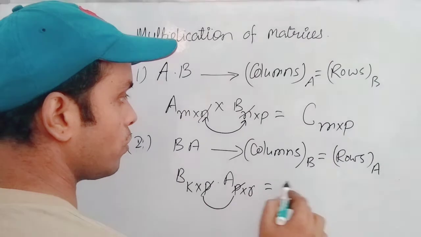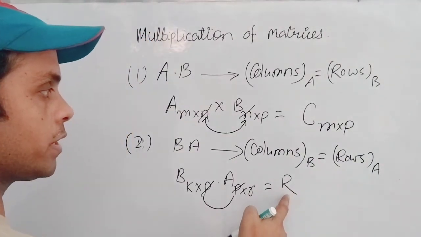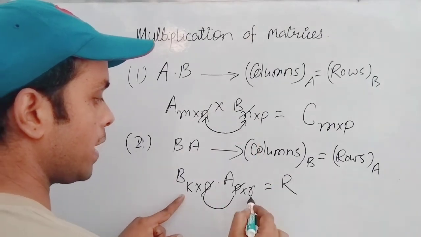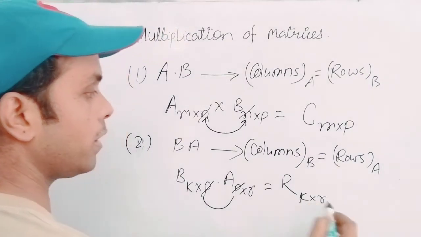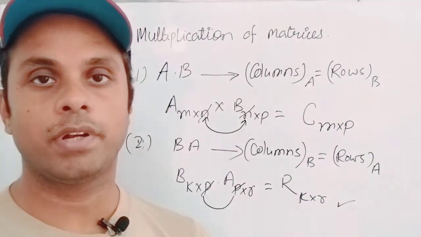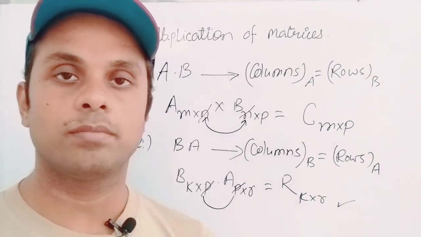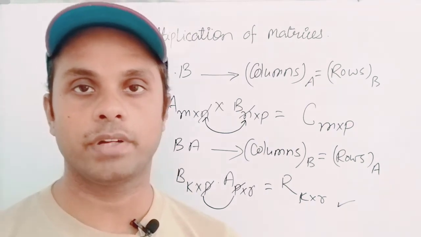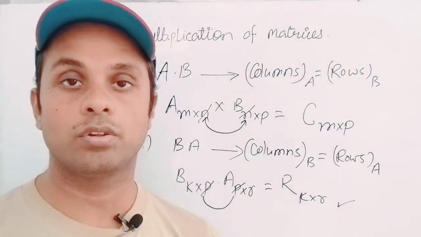Suppose you obtain the resultant matrix R. What would be the order of this matrix? As we discussed above, the number of rows in the first matrix by the number of columns in the second matrix would be the order of the resultant matrix. If this condition is not satisfied for the two matrices, then their multiplication is not possible. Now we will take a few examples for multiplication of two matrices to clarify your concept.